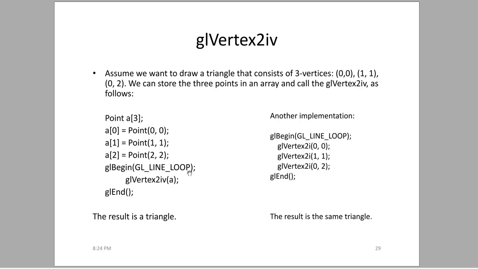Another implementation you can see: instead of having 3 points and passing them as a single array, we can define these 3 points separately: 0 0, 1 1, and 0 2. Both the left and the right code will give you the same triangle. On the right side we have three different vertices, and on the left side we define 3 points as an array and pass the array to this function. The important thing to note here is the function type. This is 2iv, which means we are passing a list of vertices. This is 2i, which means we are passing just a single point.